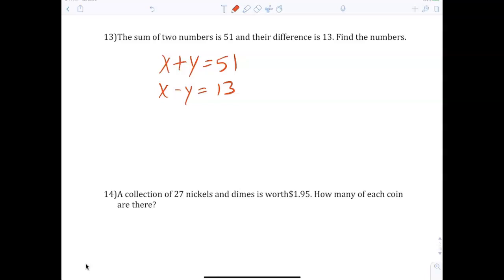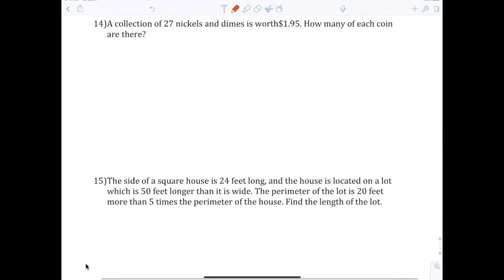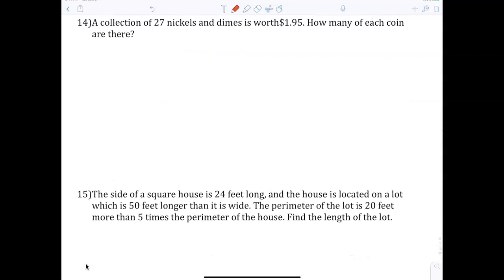All right? So, again, 13 is real simple, right? You're just adding them together. It should take you seconds to do. All right. Charlie, you go ahead and do 14, though.